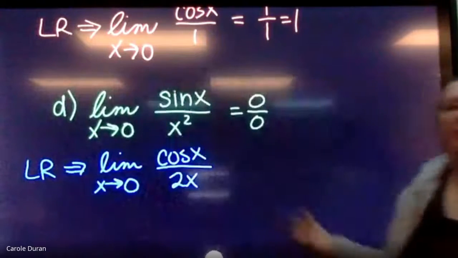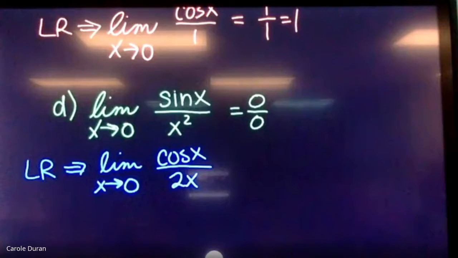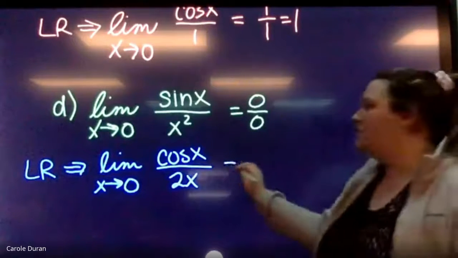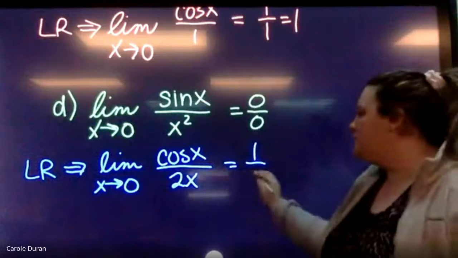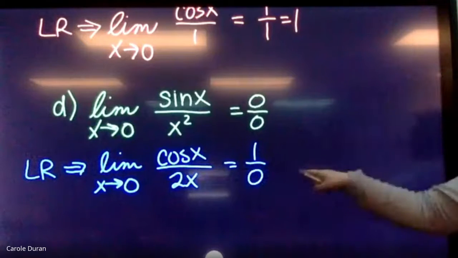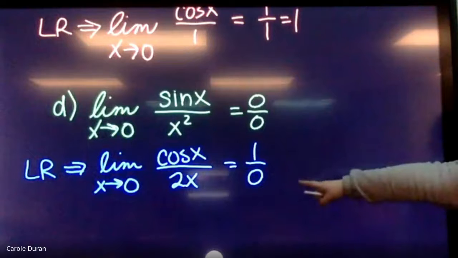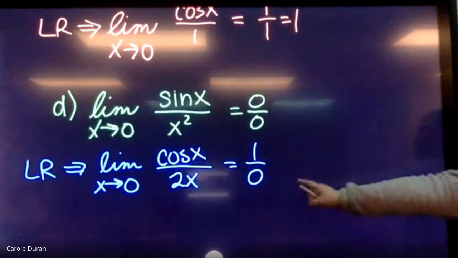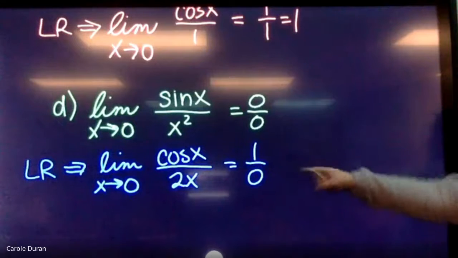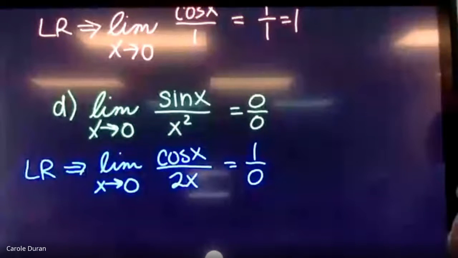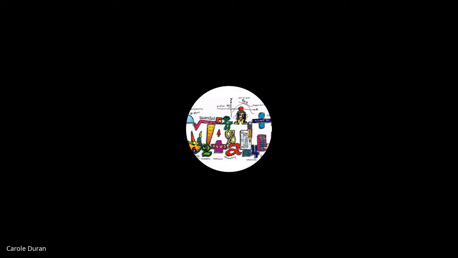So what would I do here? I get 1 over 0, because cosine of 0 is 1, but 2 times 0 is 0. This is not an indeterminate form, so I can't use L'Hopital's rule again. So I need to find a different way of evaluating that function at 0. This is where our other limit rules and properties come into play. One thing we could do is graph it and see what's happening at x equals 0, or we can do a left and a right limit.